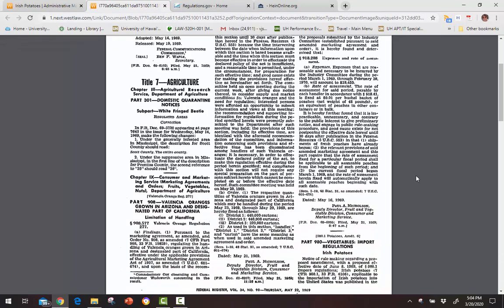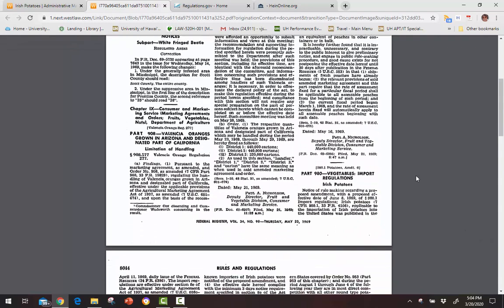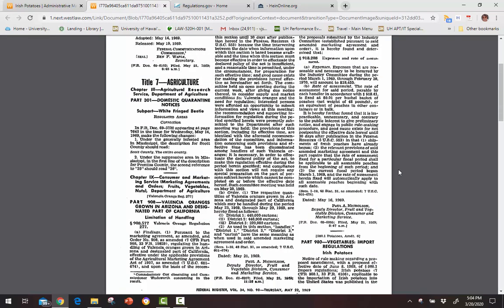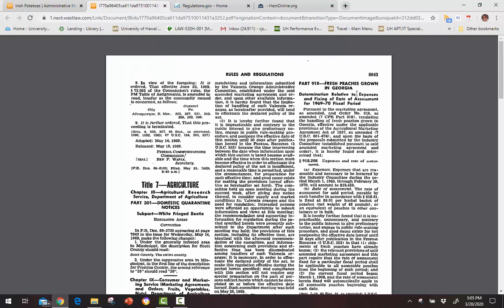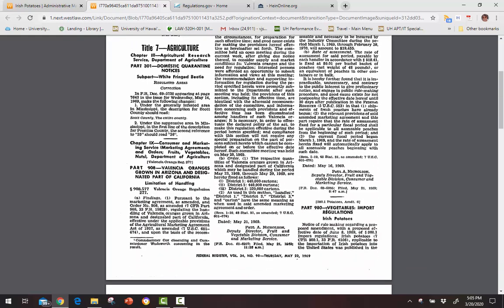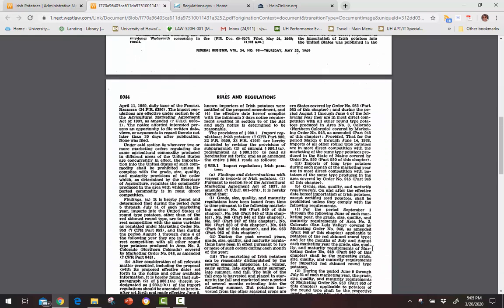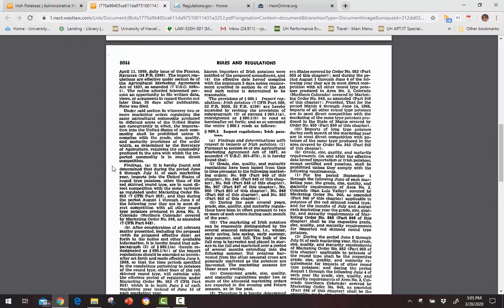And we're taken to this page. And it's including all the pages. So see, these are all of the notices under Title VII, right? So this first one has to do with Valencia oranges, and then you have fresh peaches in Georgia. But we were interested in Part 980, the Irish potatoes, and that's the beginning of the rule. And if we turn to the next page, it continues on, and you could see that the findings and the reason why we have this rule is all laid out for you.